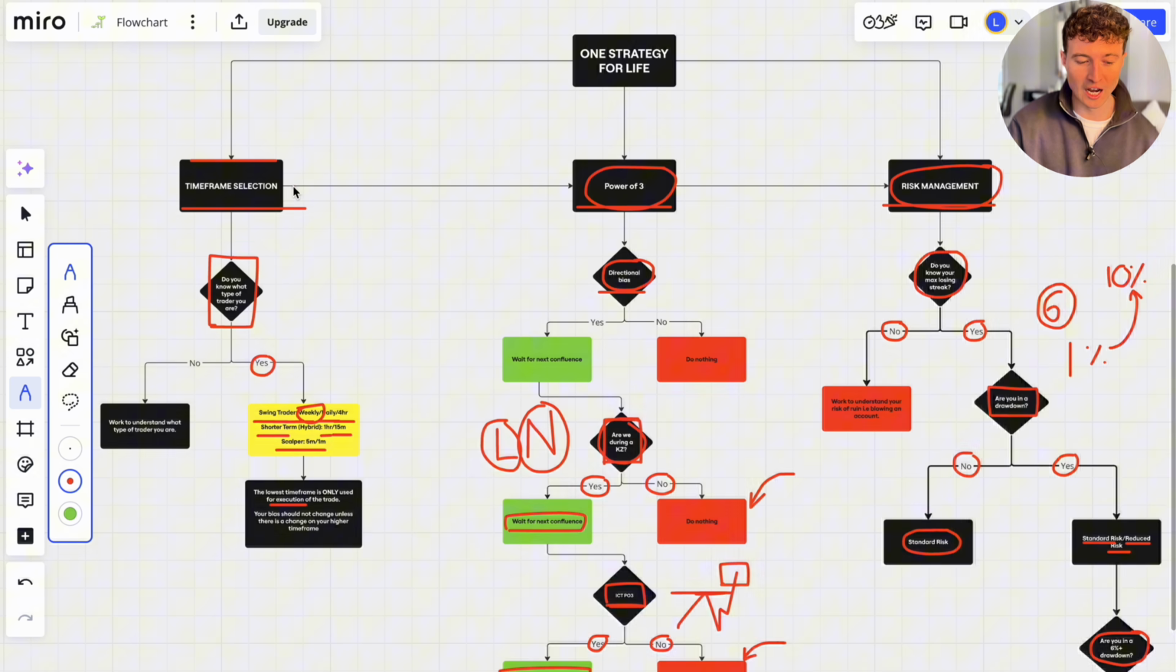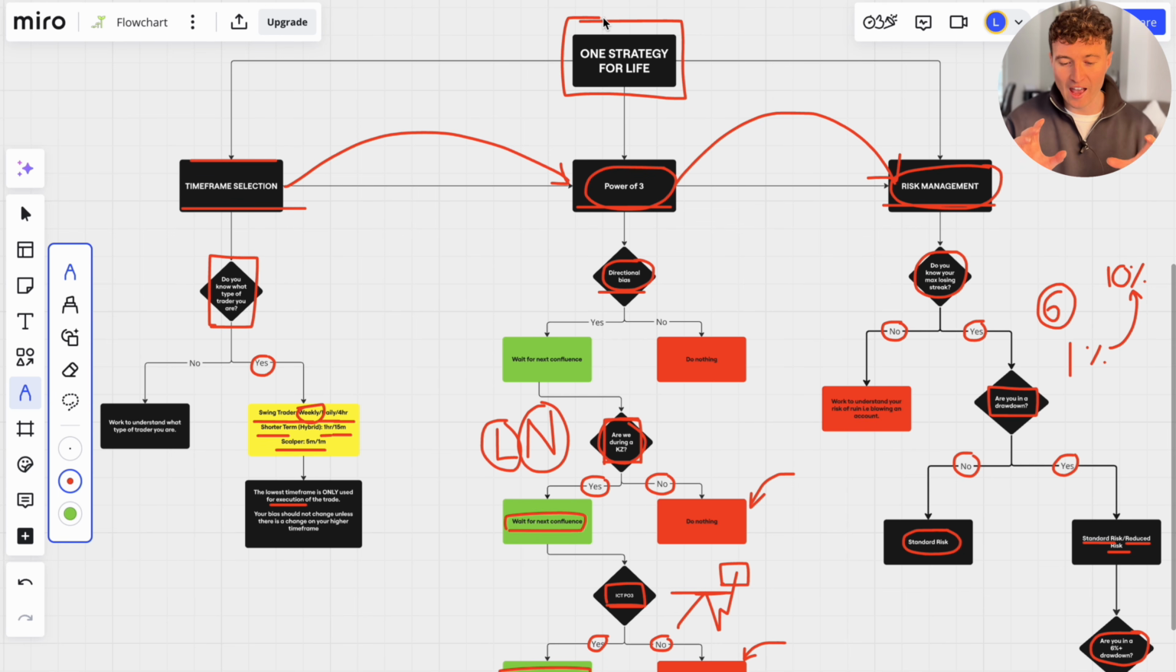Because time frame selection leads into the power of 3. The power of 3 leads into risk management. And this right here is the one strategy for life. So literally every single one of these processes needs to be in place in order for me to even consider executing a trade within the market.